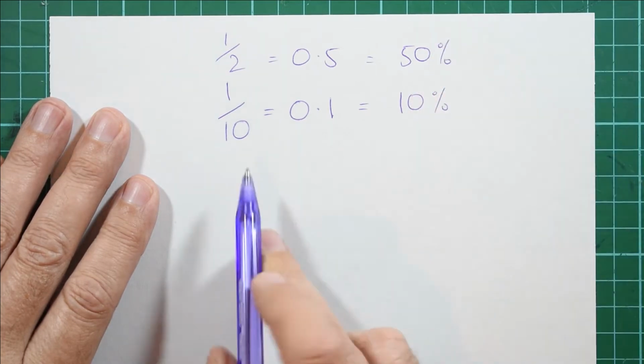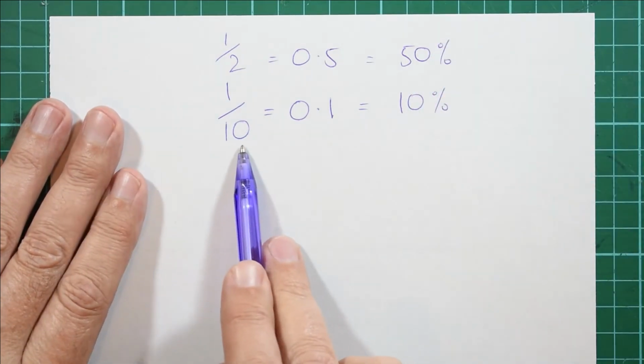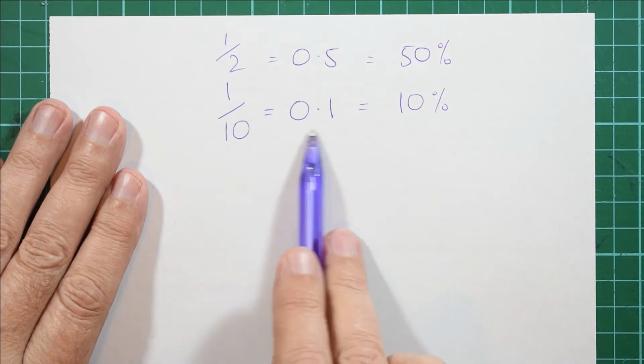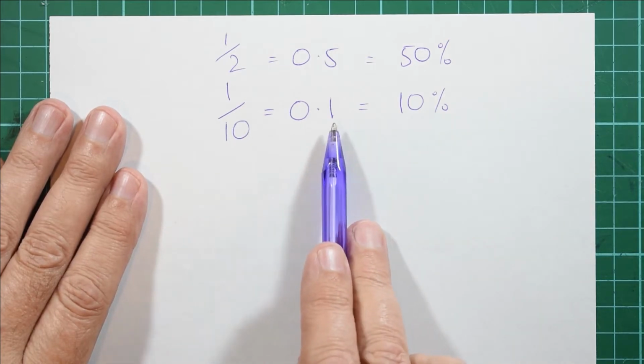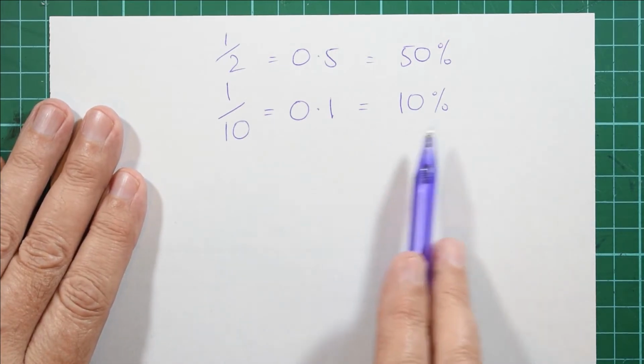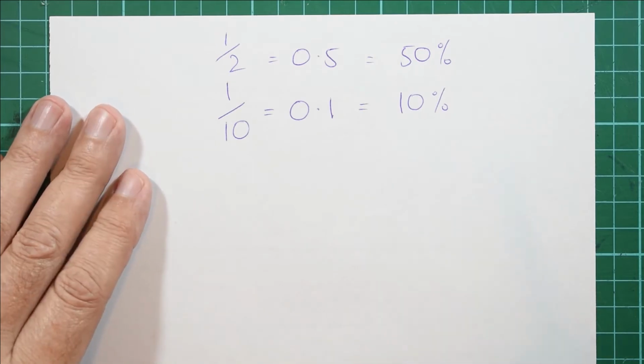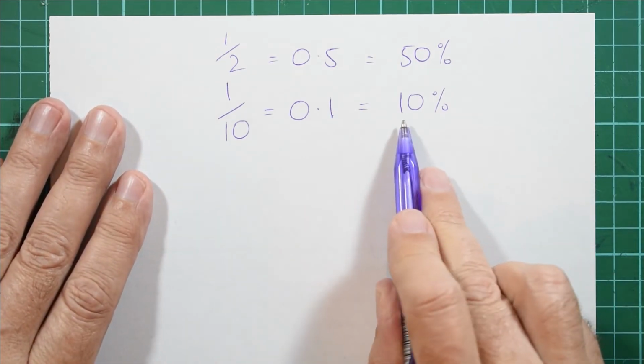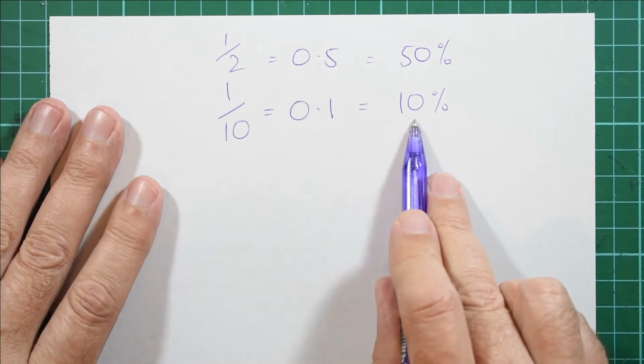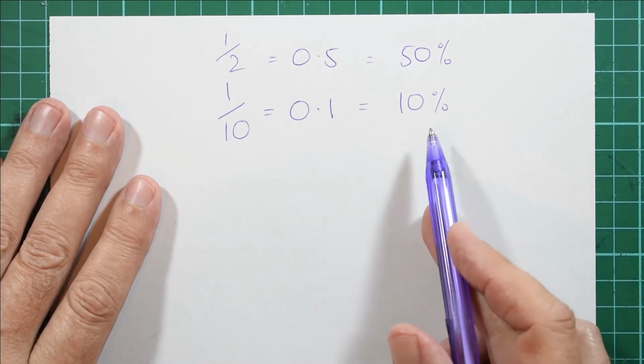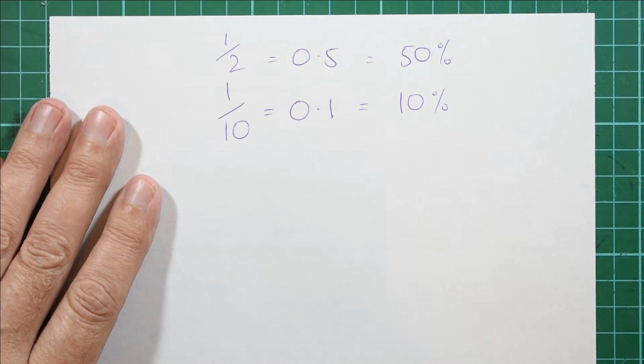The good news is with tenths it's even easier. You can see that 1/10, that 0.1 is like 10 backwards. And 10% makes sense. The reason a percentage looks like more is because when you do a percentage, you chop everything into 100 first. So 1/10 is the same as 10%.